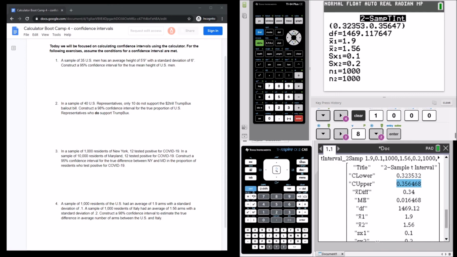And remember, you're going to need to do more than that with the writing on the test, because you will have to do things like check the conditions and write out what P1 and P2 are, or what mu1 and mu2 are. But this should give you a really tight way to do the actual confidence interval on the calculator very quickly.